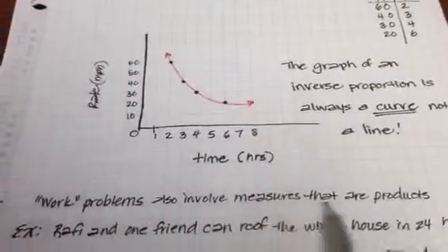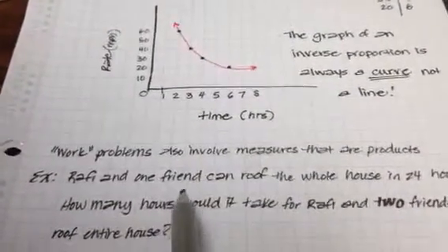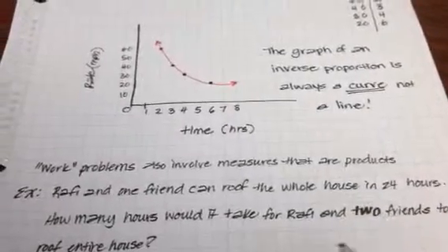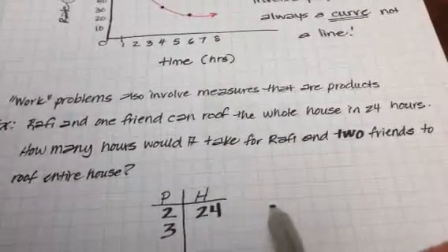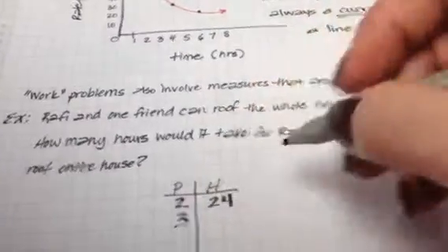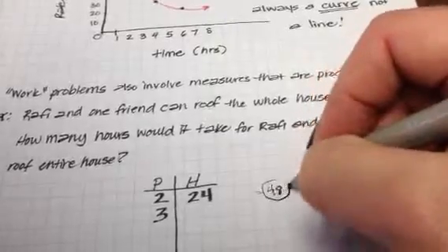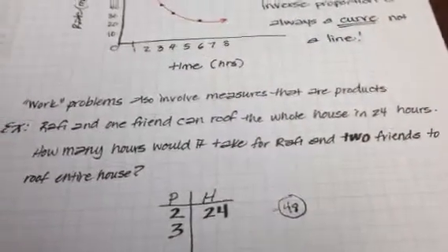Work problems also involve measures that are products. Example, Rafi and one friend can roof the whole house in 24 hours. Okay, Rafi and one friend, that's how many people? 2 people. It takes 24 hours to do this roof, right? Right away, what's 2 times 24? Well, that's 48. I need to know that because everything I write is going to equal 48. The product is always going to be 48.